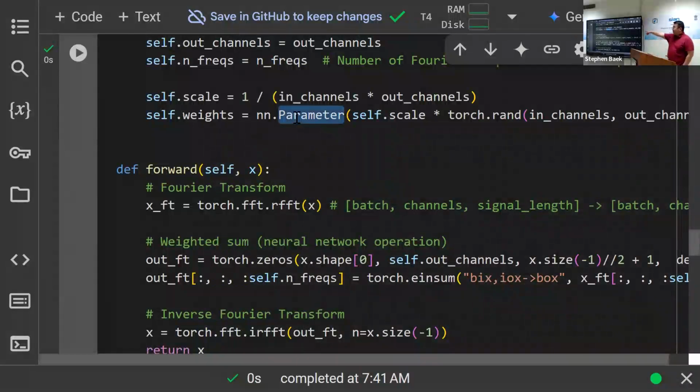This is the PyTorch way of saying that the random numbers we're generating over here are the ones that will serve as the model parameters in the neural network. Those are the ones that are trainable.